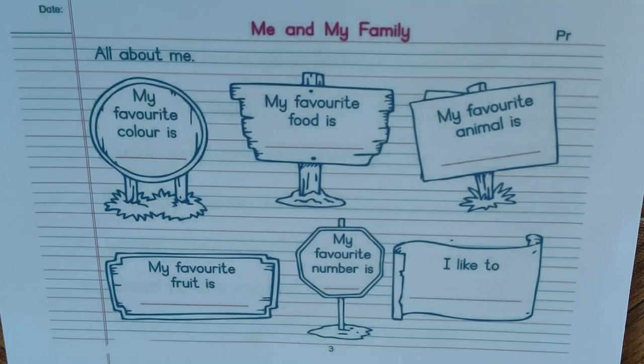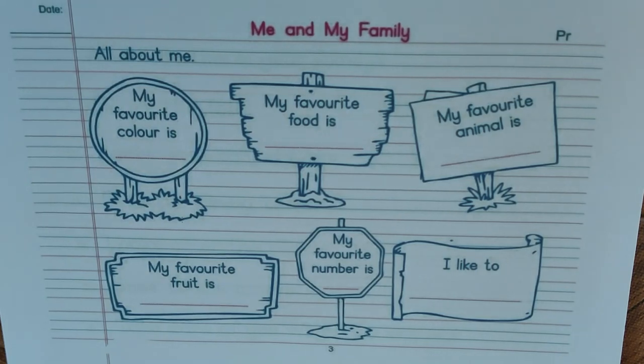So, this is the next thing about me and my family. All about me, like my favorite color. So, what is your favorite color? You will write over here. For example, my favorite color is red. You can be blue or any other color. Then, my favorite food. What do you like to eat the most? My favorite food is ice cream. Your favorite food can be anything else. You will write according to what is your favorite, not what I am telling over here.